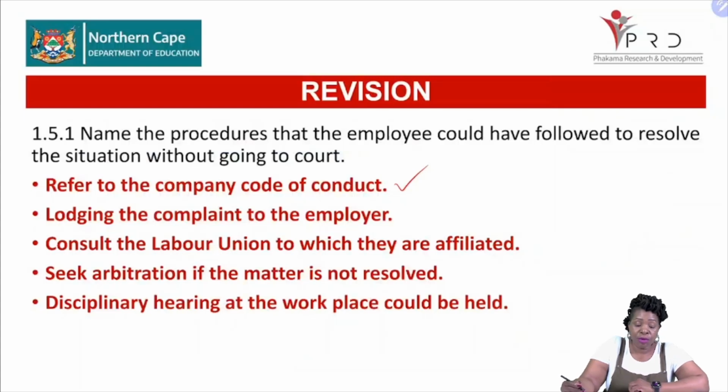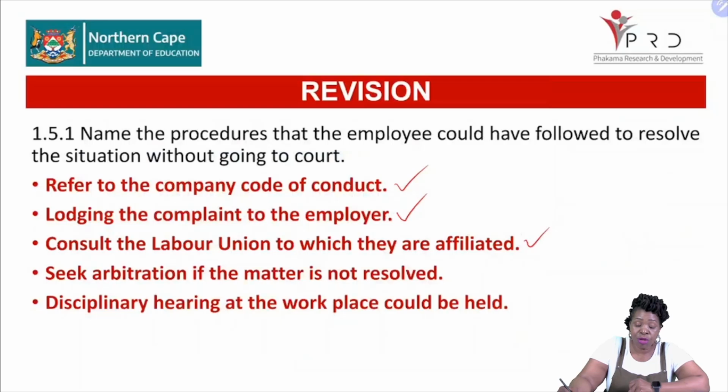So you are supposed to lodge the complaint to the employer. Also, this employee was supposed to talk to the employer or complain to the employer first and tell them that they were not happy with whatever happened. And then the other one, they could consult the labor union which they are affiliated to. So as long as you are working, you need to be affiliated, or you need to belong to a labor union that would fight for you in case of such problems, right?